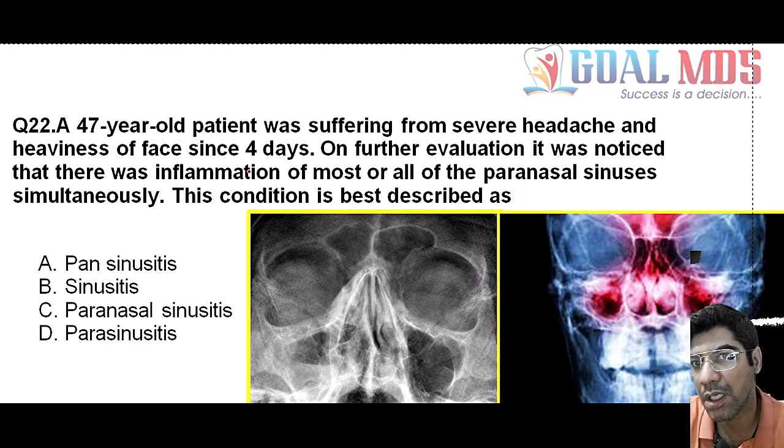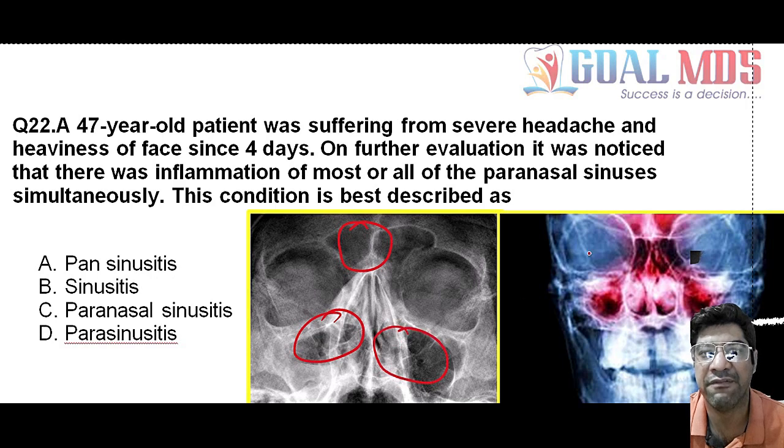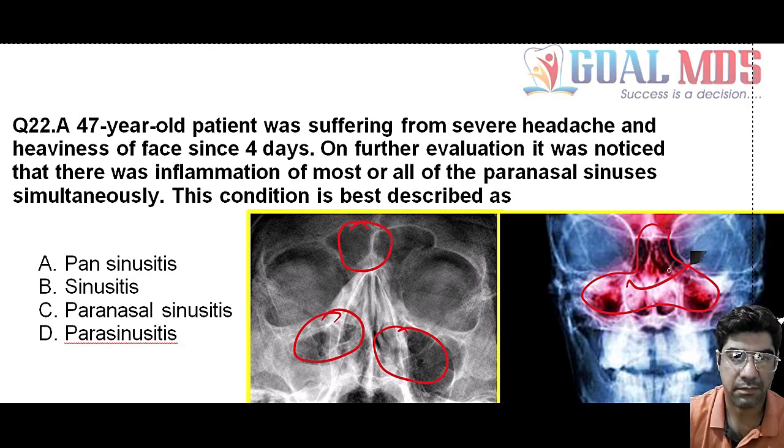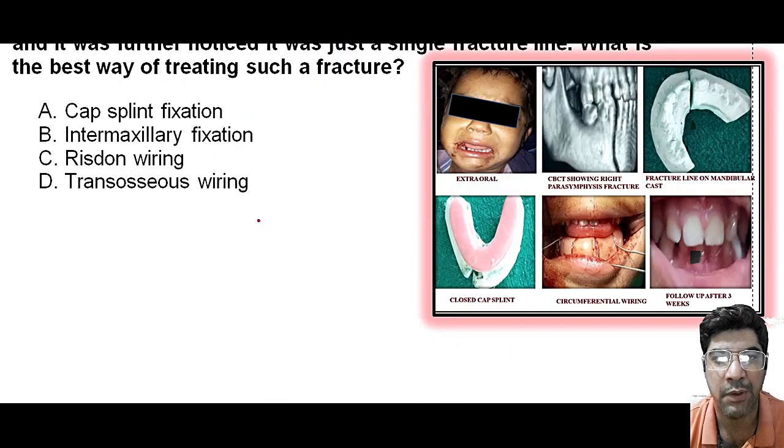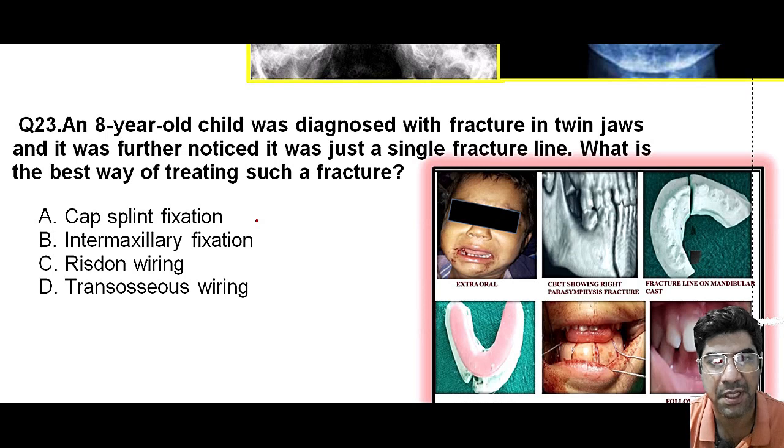Moving to the next question. A 47-year-old patient was suffering from severe headache and heaviness of the face for 4 years. On further examination, it was noted that there was inflammation of most or all of the paranasal sinuses simultaneously. The term we use is pansinusitis. It is used to describe inflammation or infection involving most or all of the paranasal sinuses simultaneously, which can affect multiple sinuses including the maxillary, ethmoid, frontal, and sphenoid sinuses. So the term is pansinusitis.